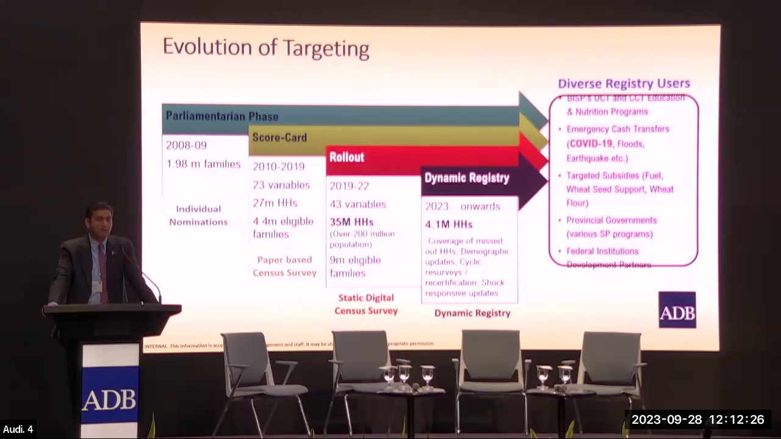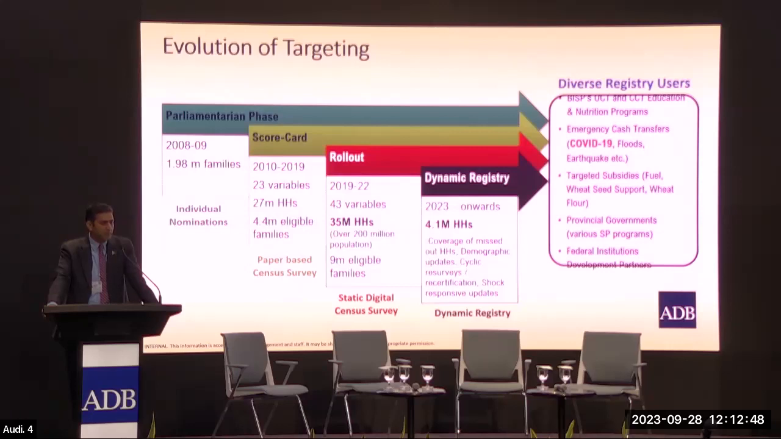But soon we realized that we should move to some objective targeting. So in 2010, we set up a database, which was a paper-based questionnaire and survey we carried out all across the country, and built the registry of 27 million households and provided benefit to 4.4 million families through that registry.